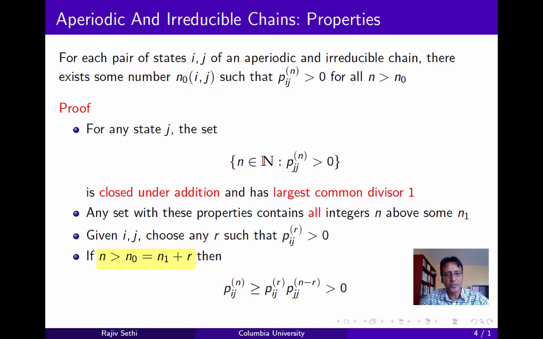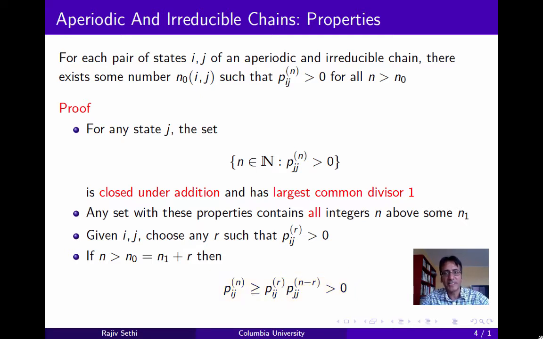Now we'll set n0 to equal n1 plus r and consider the transition from i to j in n steps. Now p_ij^n must be greater than or equal to the product of p_ij^r and p_jj^(n-r), because this product gives you one set of ways in which you can reach j from i in n steps. Now each term in this product is positive. We chose r such that p_ij^r was positive, and we know that n minus r is greater than n1, and every number greater than n1 is contained in the set of integers n such that you can reach j from j in n steps. So we've shown that p_ij^n is positive for all n sufficiently large.